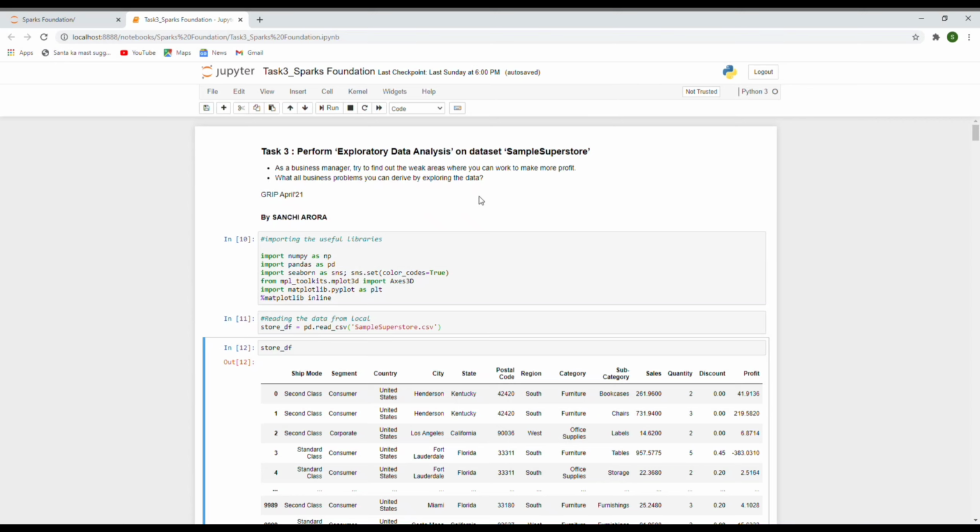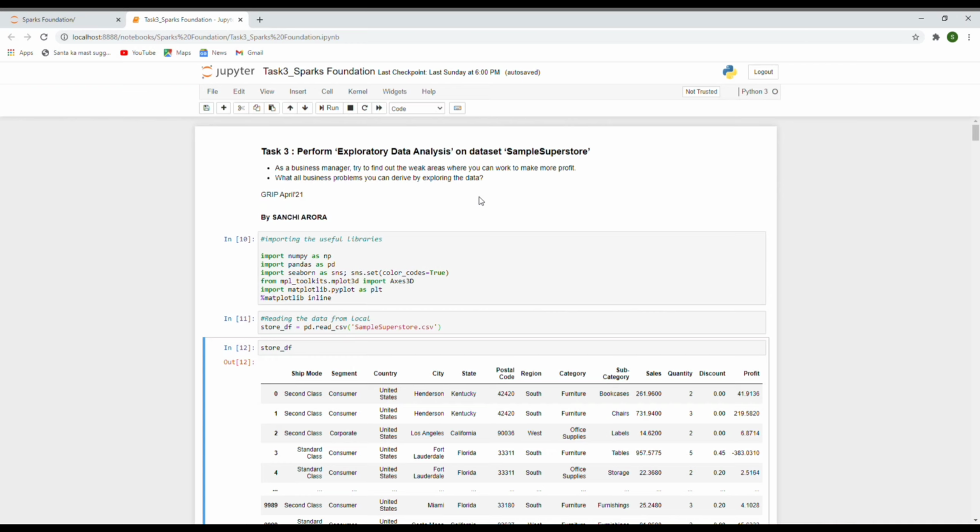Hello everyone, and here we have our task 3 of data science and business analytics. We have been given a data set of SampleSuperstore, and we need to explore this data set and find out the weak areas where we could work to make more and more profits.